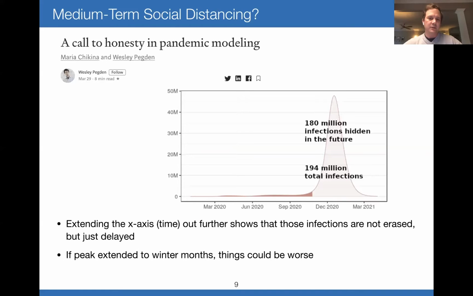And these interactive models really depend on how long we're running the models out for. So if we extended the x-axis from even the social distancing model where we're changing behavior for 2 months out for even longer, we can find that these infections are potentially going to reemerge at a later date. We're not erasing the infections, we're just delaying them. And if we're extending the peak of the incidence to the winter months, things could be even worse in the case that there's some interaction, as there is for seasonal influenza, between temperature and the incidence and severity of disease.